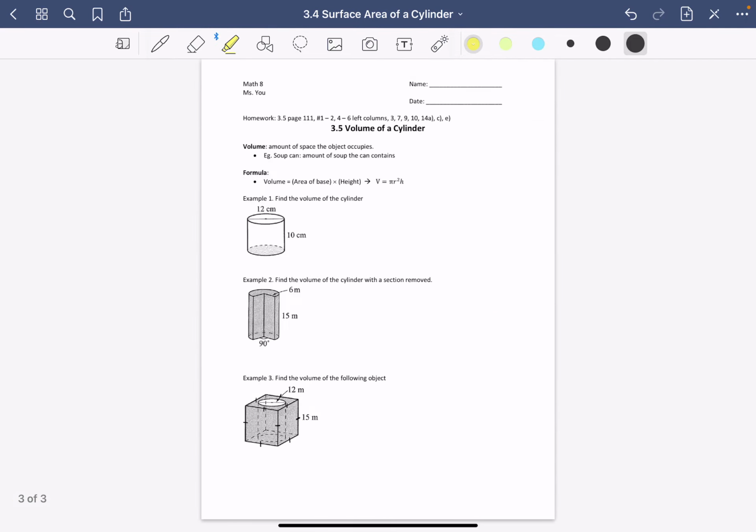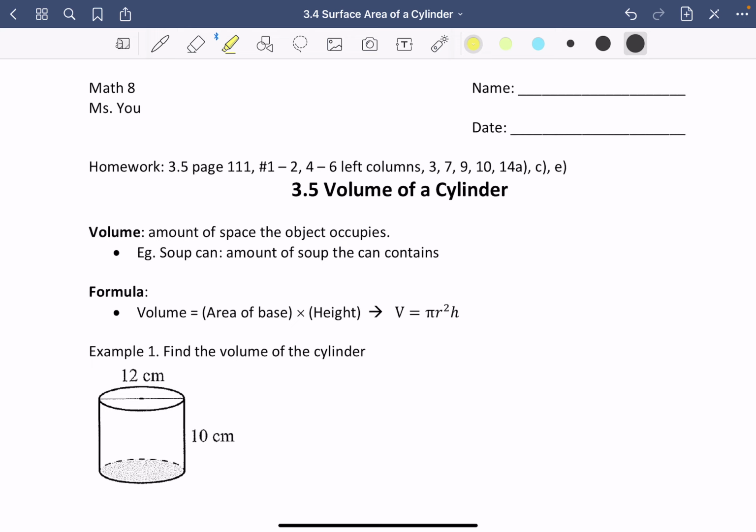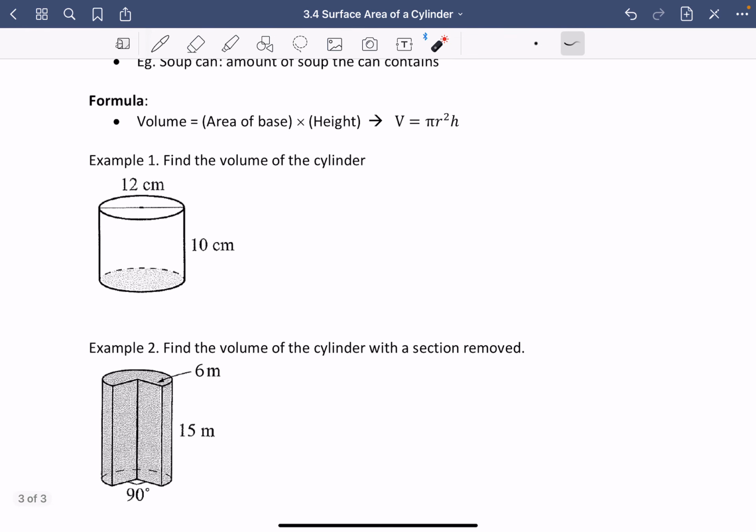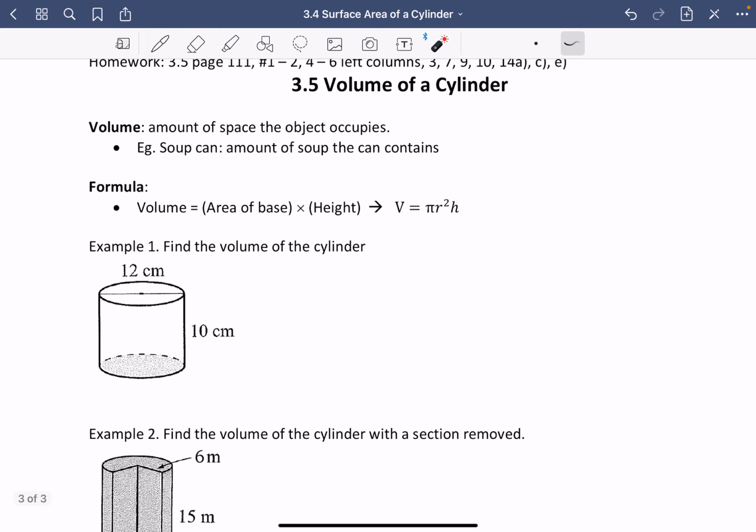All right, so next section, volume of a cylinder. Well, again, volume is the amount of space that the object occupies. So for a cylinder, think of a soup can. It's the amount of soup that the can can contain. Okay. Formula. The formula for the volume is always the base times the height. And if you think of a cylinder like this, what is the base? The base is the circle, right?